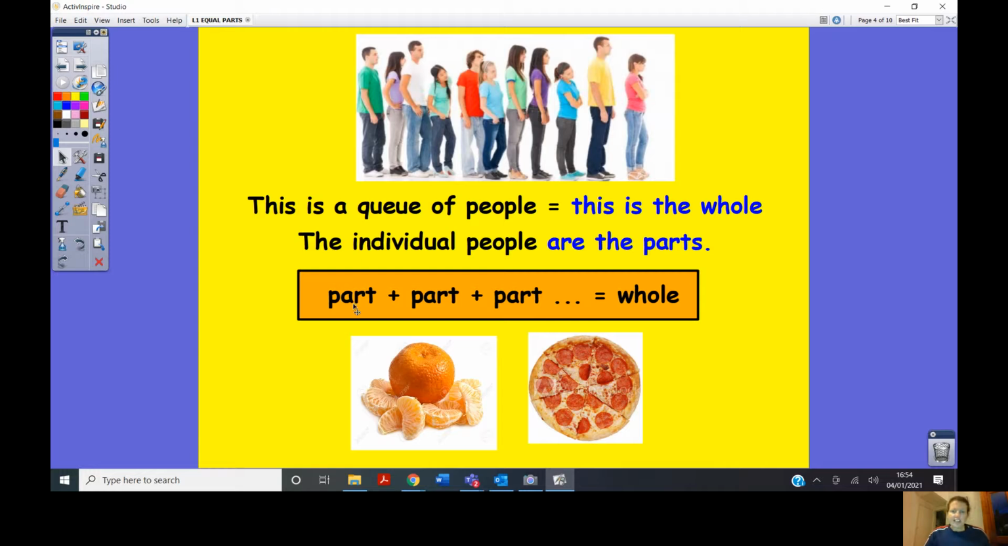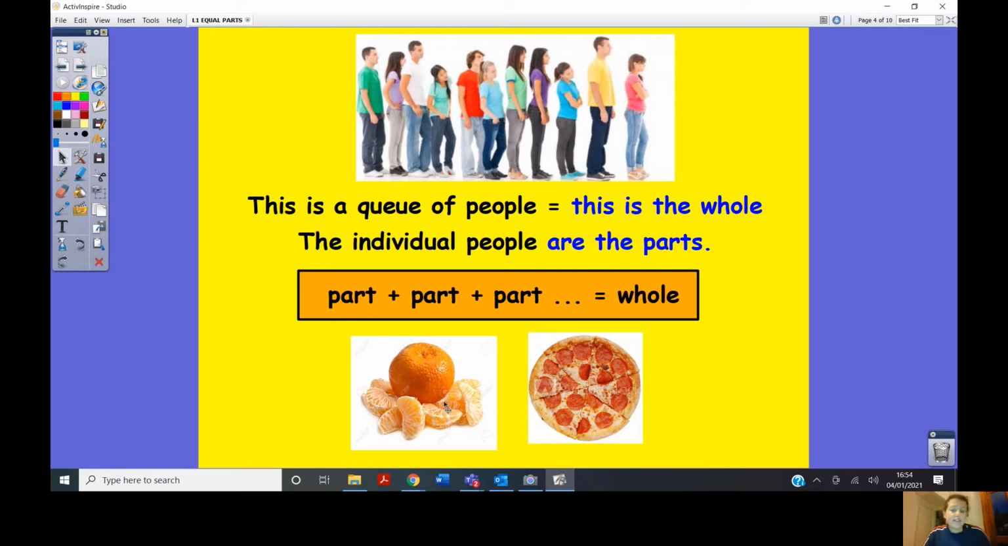And it goes back to this whole idea. Part, part, part, and so on equals whole. 1 part plus another part is equal to a whole. 1 part add another part is equal to its whole. The individual people here are its parts, and we can look here with this satsuma.